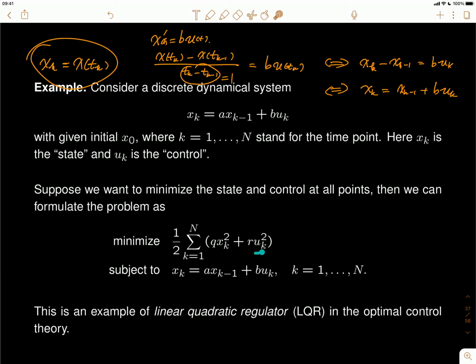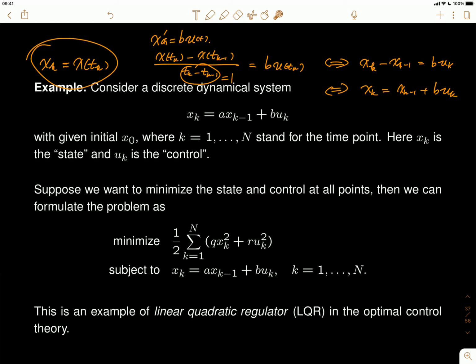And at the same time, we don't want to make much effort to do the control. That means, for example, we don't want to push the gas pedal too hard, or push the brake pedal too hard. So in this case, we also want to minimize the control magnitude we have at each step. So we want to minimize the sum of this, and this Q and R depend on our own preference.